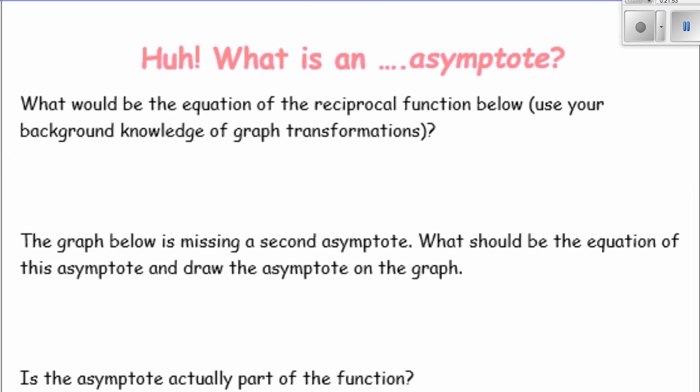What is an asymptote? I think you guys realize this, but just in case you don't.